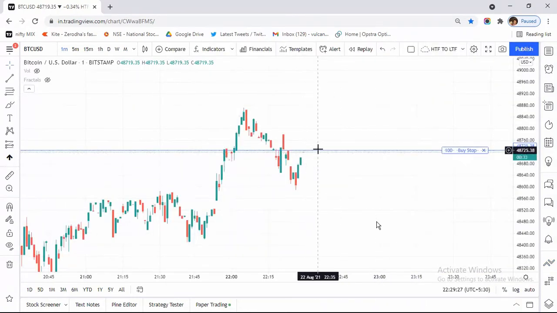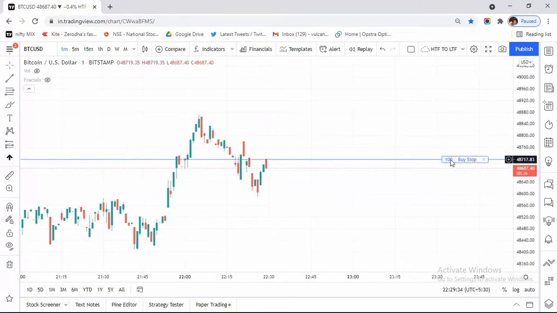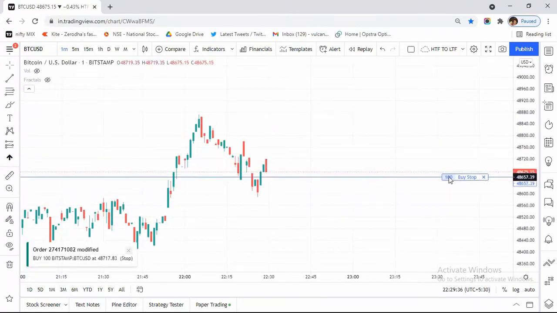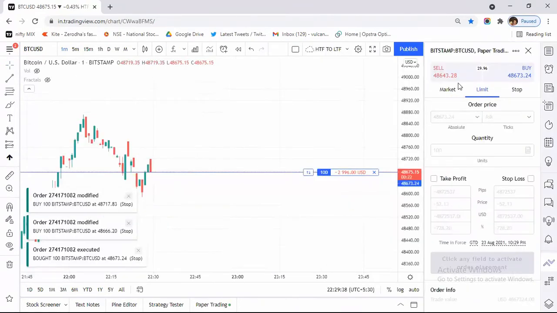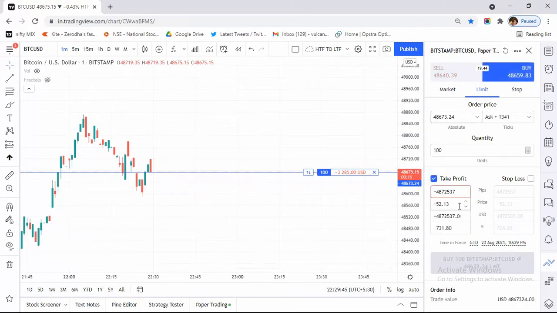So when my price is triggered, I will be able to enter my levels. Suppose here, still not triggered. Now it's triggered. Now I will enter my profit target and stop loss in the system.